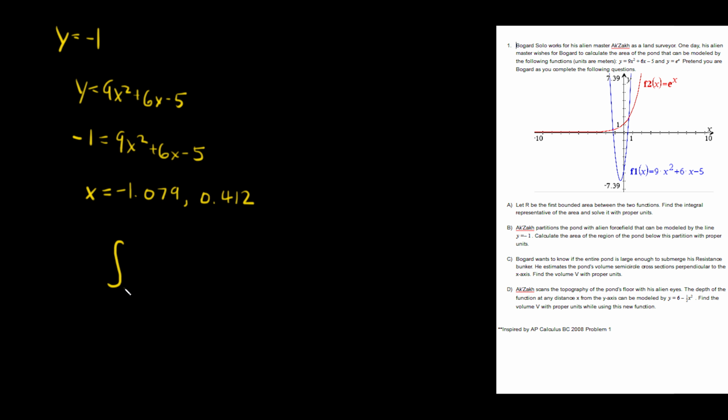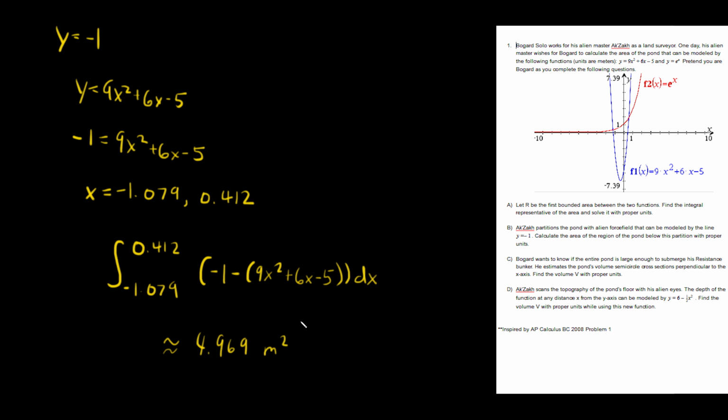And then we take the integral. It's basically the previous question, the higher minus the lower. So it's negative 1 minus 9x squared plus 6x minus 5 dx. The answer is approximately, I'll let you solve it by yourself. Now, ready? The answer is approximately 4.969 meters squared.